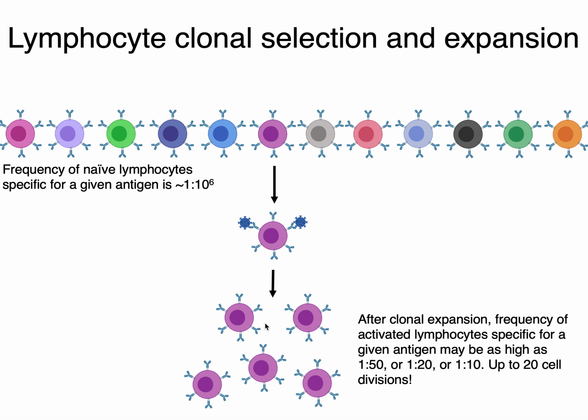Every daughter cell from this original cell will bear the same B cell or T cell receptor as the parent cell. And so you can rapidly expand the number of T cells or B cells with the same antigen specificity. After clonal expansion, the frequency of activated lymphocytes specific for your given antigen may be as high as 1 in 50, 1 in 20, or 1 in 10. So we're talking up to 20 cell divisions, usually within just a few days.